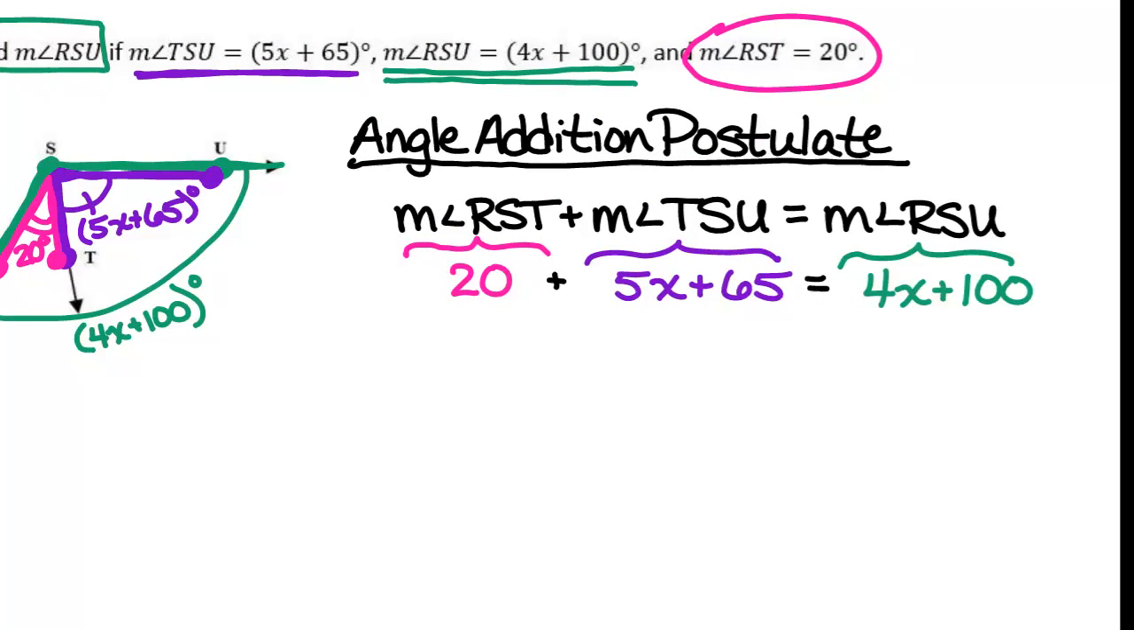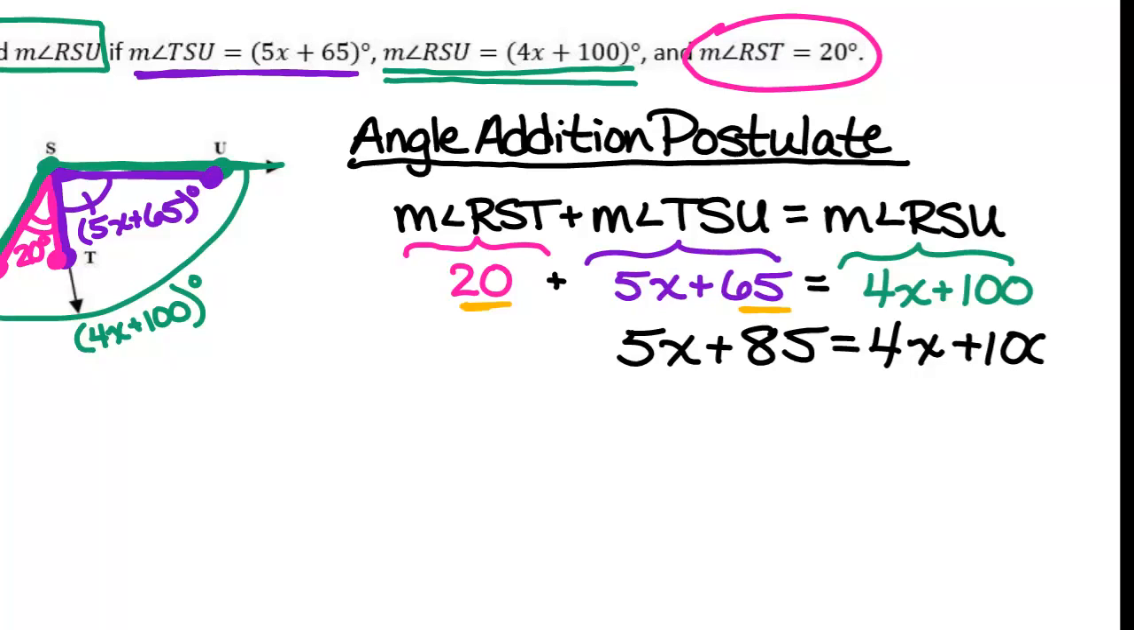Aren't we going to do what from what side? Yes, we will. First, though, I want to simplify anything. I want to combine any like terms together that I might have. Do we have any like terms over on the left? 20 and 65. So let's put those together first. What do I get when I combine 20 and 65? 85. So 5x plus 85 equals 4x plus 100.